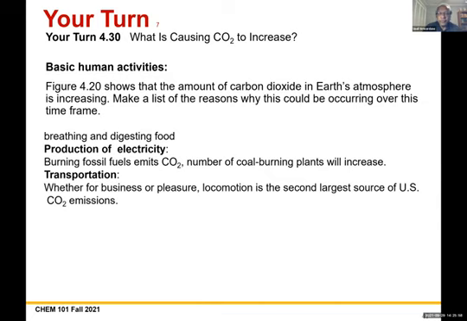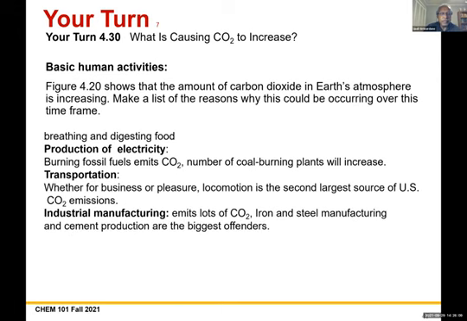Whether for business or pleasure, we use a lot of cars and vehicles. Transportation is the second largest source of US carbon dioxide emission.